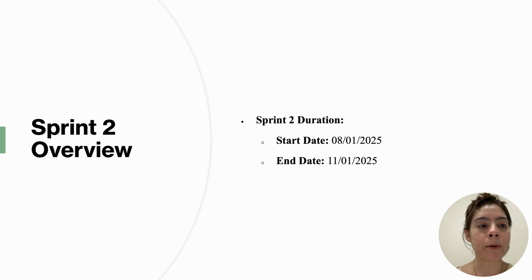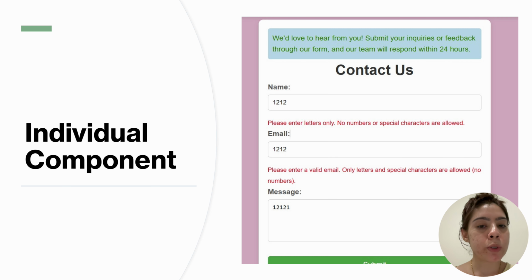I would like to start by giving the Sprint 2 overview. This sprint started on the 8th of January and ended on the 11th of January. Individual components: the work which I have done in the sprint is highlighted in this picture. The task allotted to me to complete in this entire sprint is to validate this contact page.